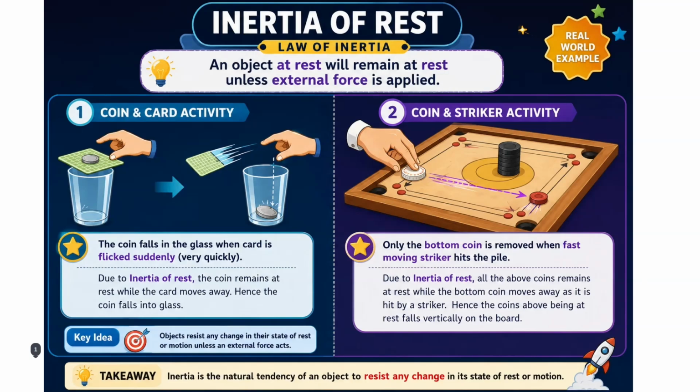The force was applied only to the card so that the card moves, but the coin wants to stay right where it was. So it fell vertically into the glass.